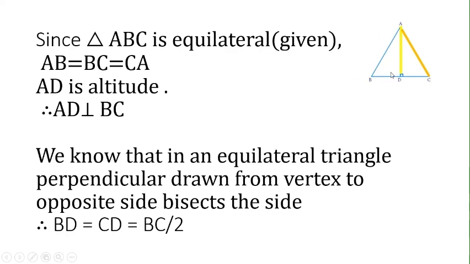In an equilateral triangle, the perpendicular drawn from the vertex to the opposite side bisects that side. AD is the altitude, the perpendicular drawn from A to BC, so obviously it divides BC into two equal halves. So BD is equal to CD, and both are half of BC. We can write that BD is equal to CD is equal to half of BC, or BC by 2.